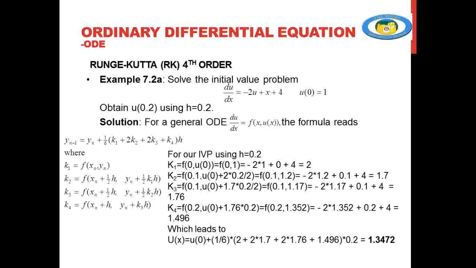So the function evaluation shall give us 1.496. Now we are going to obtain the weighted slope, which is 1/6 times k1 plus twice of k2 plus twice of k3 plus k4. Then we are going to multiply with the step size of 0.2 and then add U at 0. So that should give you U at 0.2 to be 1.3472.